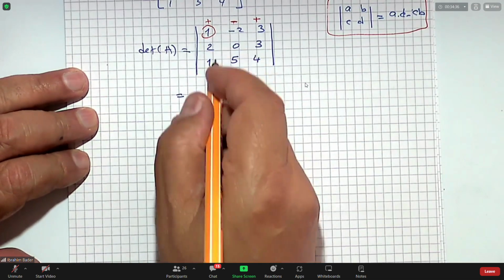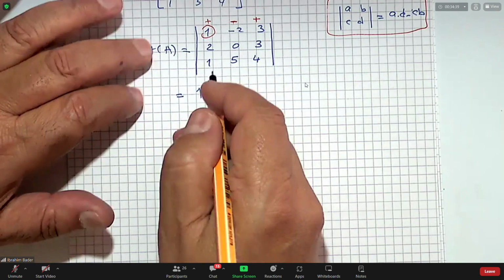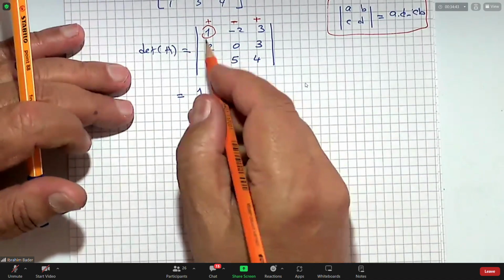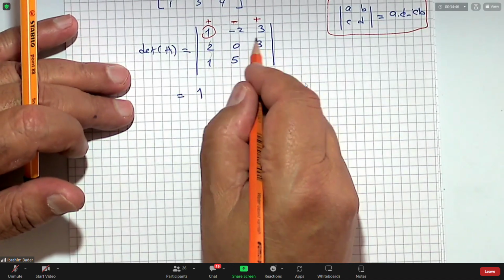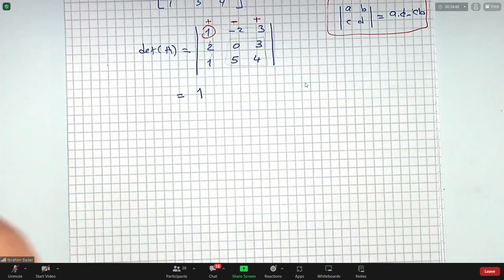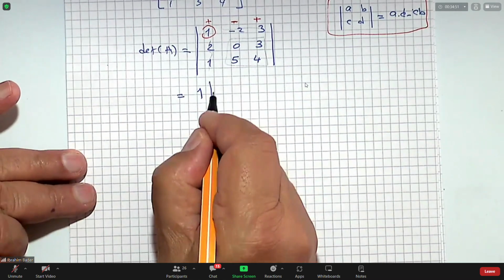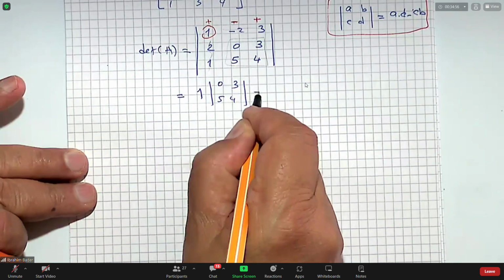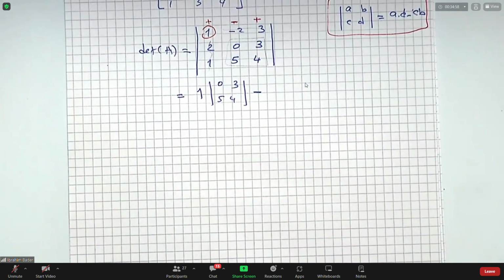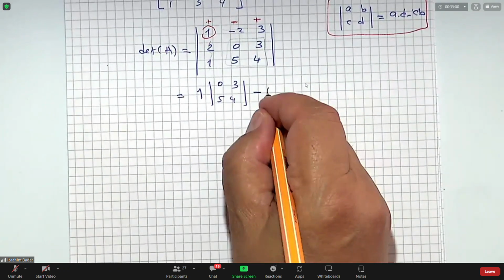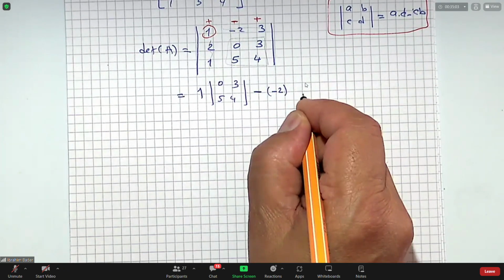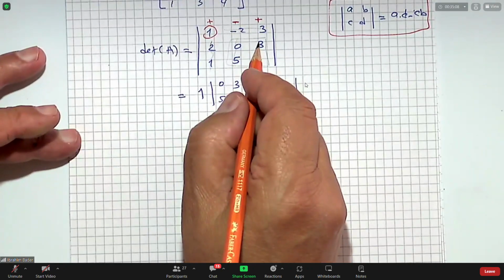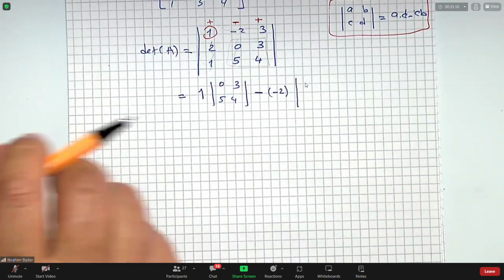Now let's interpret. This is equal to 1. Then I hide this row and this column. So for this one, let me just try to cancel it with the pencil. I will be left with this, right? So this is the determinant I'm multiplying with 0, 3, 5, 4. Minus, notice here I have a minus 2, so I just enclose it in parentheses. And then what am I left with? I will delete this one, so I'm left with 2, 3, 1, 4, right?